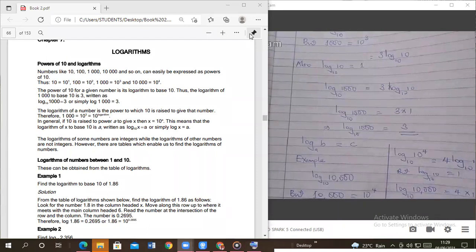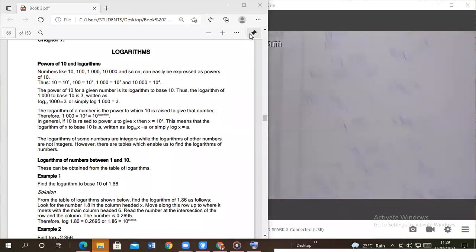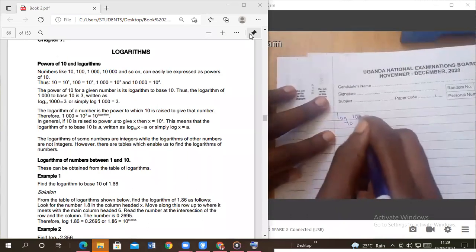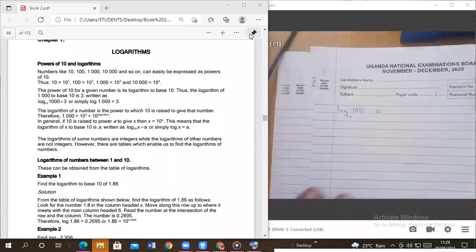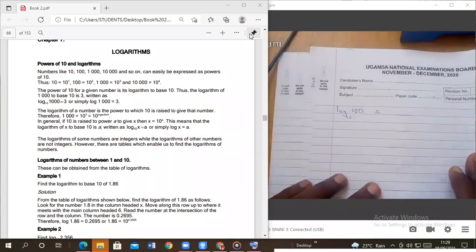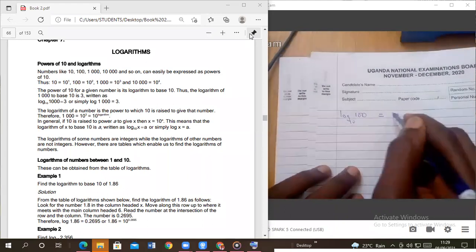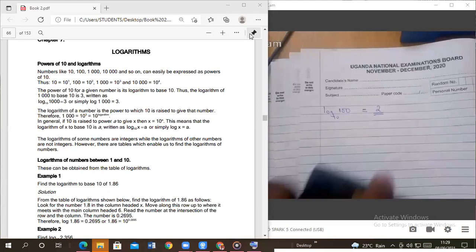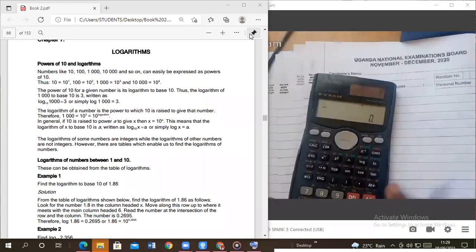Members, are we together? Good. So members, if they asked you to find log to base 10 of 100, the answer must be 2. Now, let's prove it with our calculators.